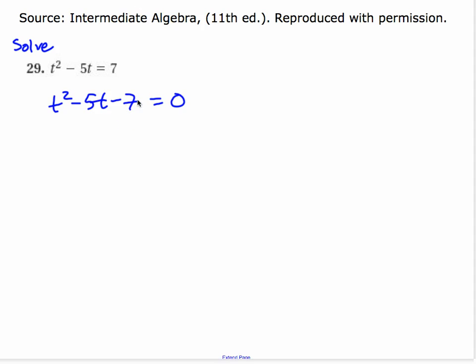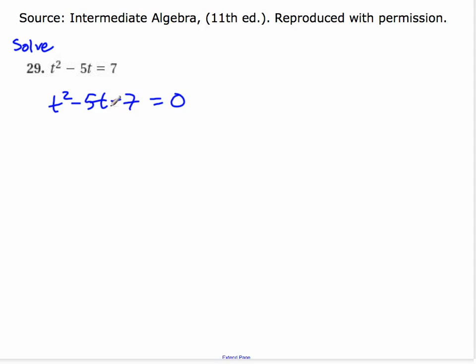So I go, things that multiply to -7, add to -5. None of them work. So I guess I'd have two options. I could complete the square, which sometimes is a little tricky, especially in this case when you have a fraction, or you could use the quadratic formula. I'll show you how to complete the square on this one, and then in the next question I'll show you how to do the quadratic formula.